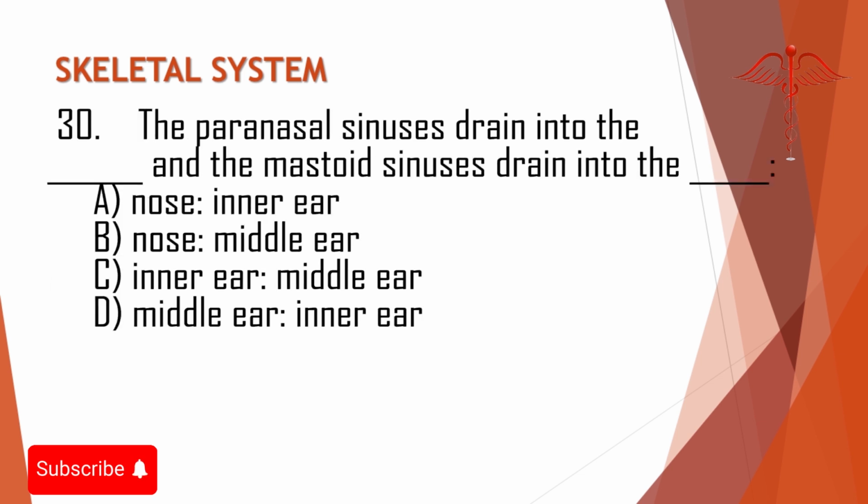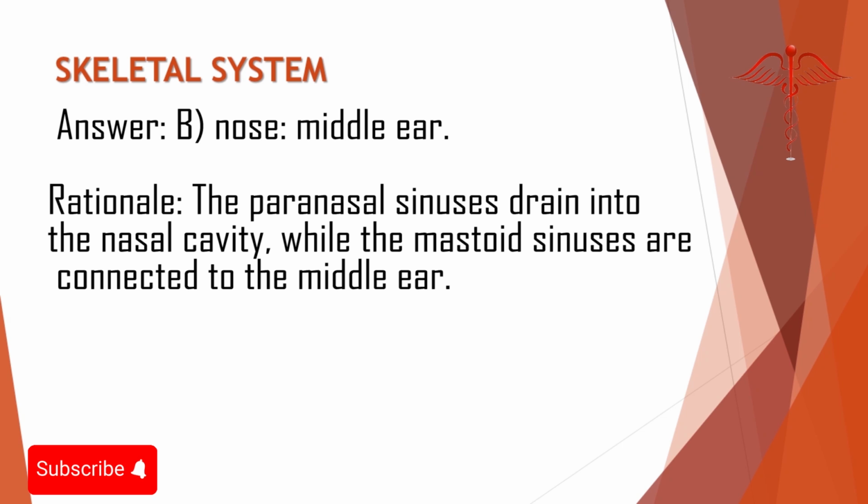30. The paranasal sinuses drain into the blank and the mastoid sinuses drain into the blank. A. Nose, inner ear. B. Nose, middle ear. C. Inner ear, middle ear. D. Middle ear, inner ear. Answer: B. Nose, middle ear. Rationale: the paranasal sinuses drain into the nasal cavity, while the mastoid sinuses are connected to the middle ear.